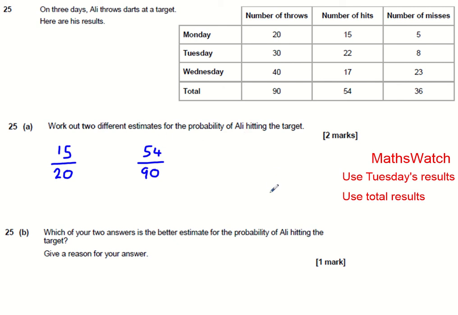Part B. Which of your two answers is the better estimate for the probability of Ali hitting the target? Give a reason for your answer. Now, the one which has the better estimate is always the one which used the most number of throws. The more times you conduct an experiment, the more accurate an estimate for a probability is going to be. So basically, whatever answers you've got for part A, you choose the one which has the most number of throws. So for me, this is going to be the 54 over 90, and the answer is always because it has more throws.